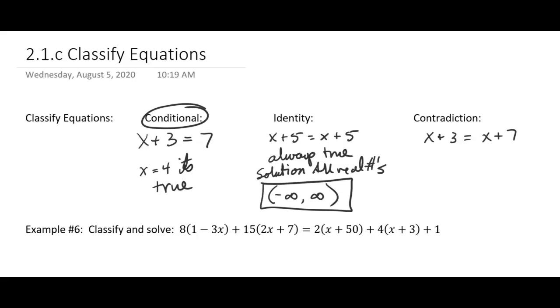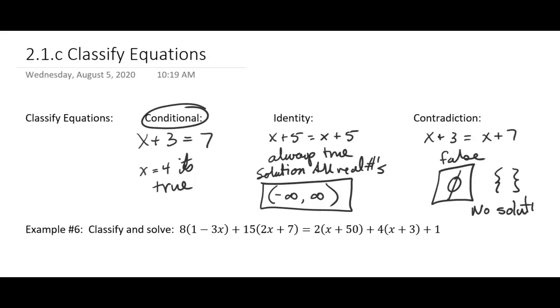Now, the other type is something like if you have x plus 3 equals x plus 7. Well, that's going to be a false statement no matter what. It's always false. And so a lot of times they want to know the solution. Well, the solution is the empty set. You can write the empty set with a 0 with a line through it. So that represents the empty set. Or you can write the empty set with braces without anything in it. Or sometimes they'll write no solution.